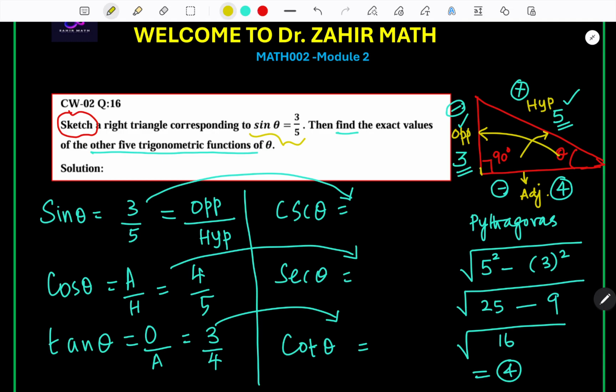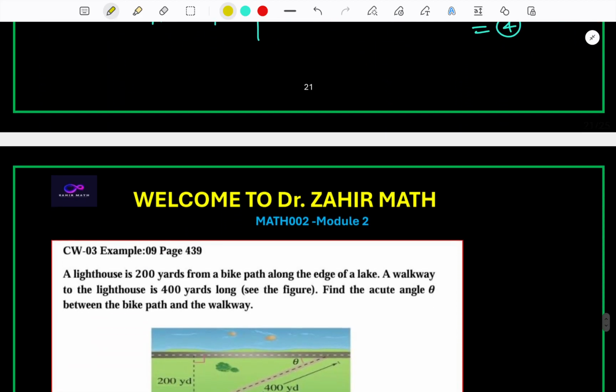So what is the reverse? It is 5 over 3, and this is 5 over 4, and it is 4 over 3. So it's very clear. Such an easy question.